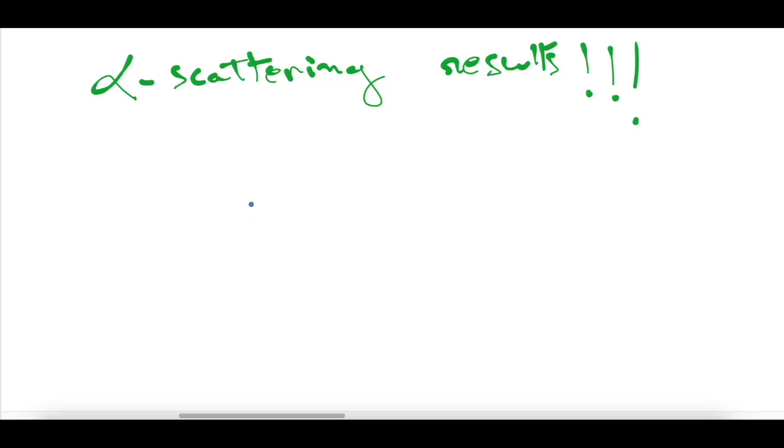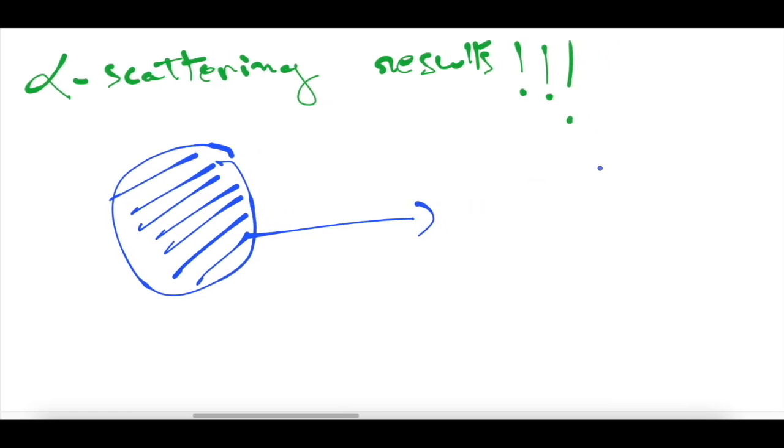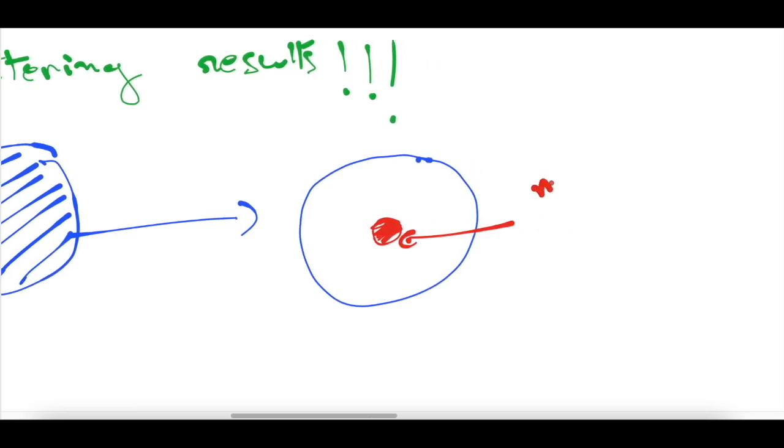The results from the alpha scattering experiments were not consistent with the model in which the mass and the positive charge are uniformly distributed throughout the volume of the atom. Instead, the results suggested that most of the atom must be empty space, in which the mass and the charge of the atom are concentrated in a very tiny fraction, as we see here. So this tiny fraction is composed of the whole mass of the atom and its charge.